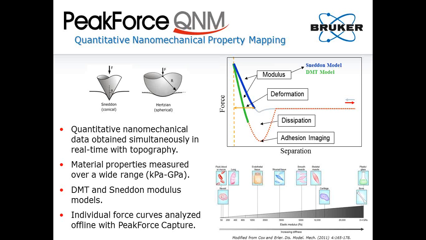One of the important features of PeakForce QNM is that it can be used to characterize a wide range of materials. For example, PeakForce QNM has been used to examine hard materials like polystyrene, pretty much like what you'd find in a standard Petri dish, with modulus in the range of about 2 gigapascal. And at the other end of the spectrum, imaging live mammalian cells having moduli of about tens of kilopascals or even lower. A recently added capability of PeakForce QNM is the use of the Sneddon model for modulus calculation, specifically added for imaging biological samples.